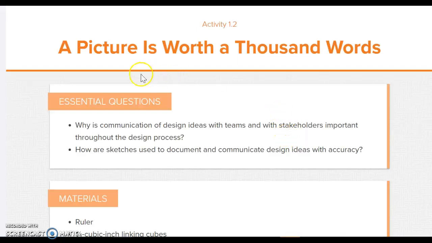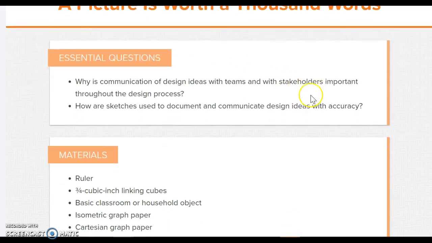Activity 1.2, a picture's worth 1,000 words. The essential questions that will be answered in this unit are: why is communication of design ideas with teams and with stakeholders important throughout the design process? How are sketches used to document and communicate ideas with accuracy?